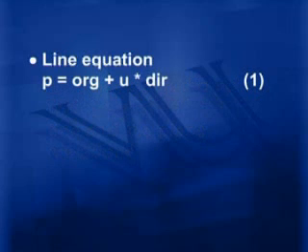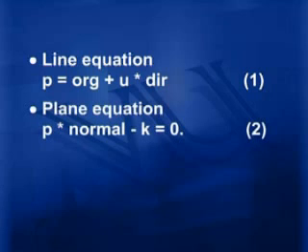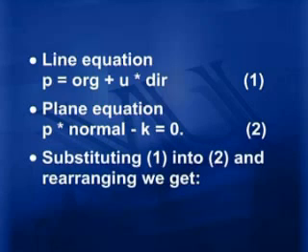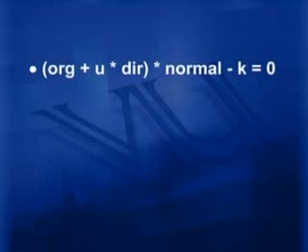Now using the line equation, we have P is equal to org plus U times dir. The plane equation, we already know, P times normal minus K equals 0. Let's mark these two, the line equation as 1 and the plane equation as 2, and substituting the value from 1 into 2, for P we are going to get some results like this. Org plus U times dir, that would take the place of P, times normal minus K equals 0.